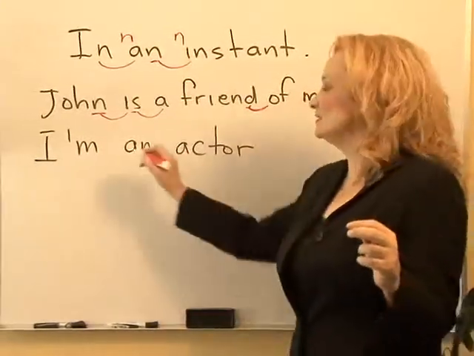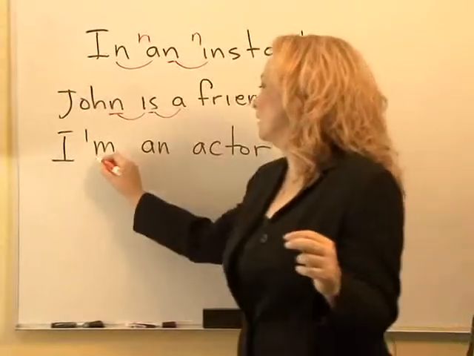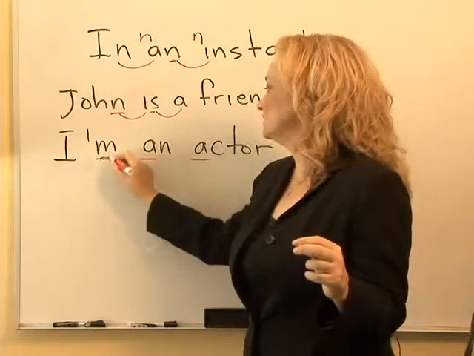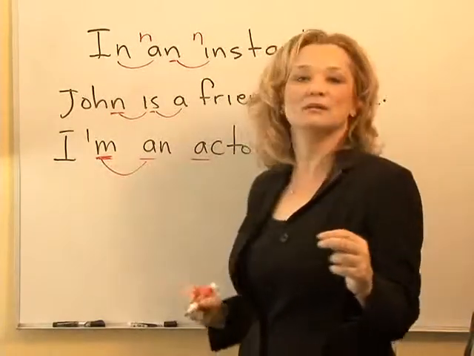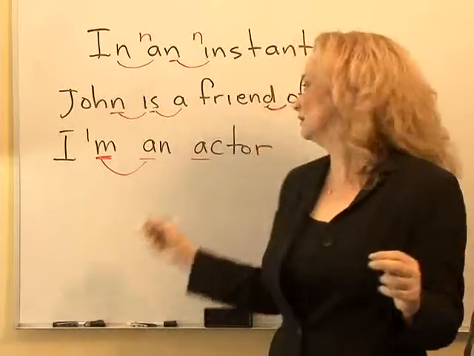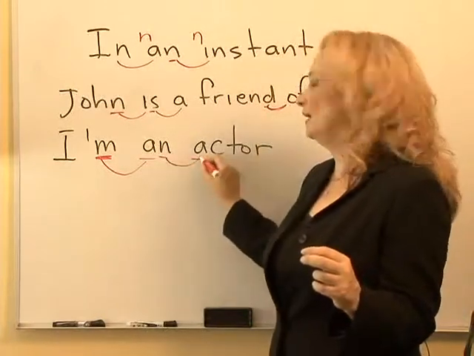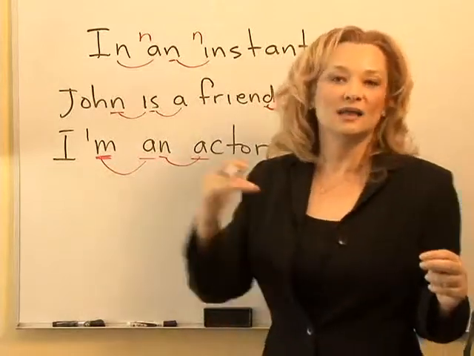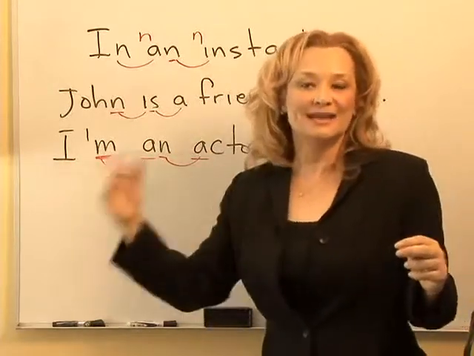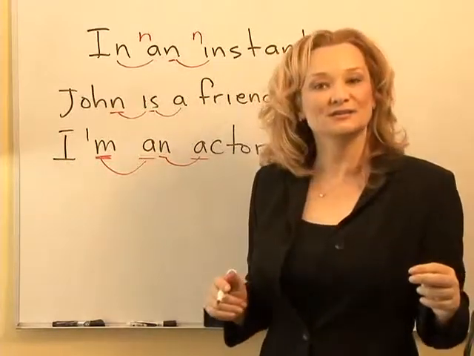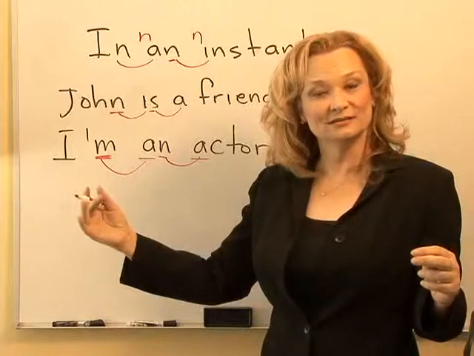All right, let's look at one more example. I'm an actor. Look at this. Consonant plus vowel. So we say what? I'm an. And again, N plus A. We don't say an actor. We say an actor. Repeat. I'm an actor.